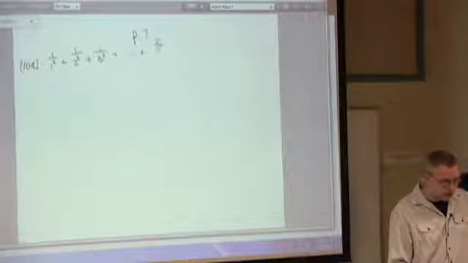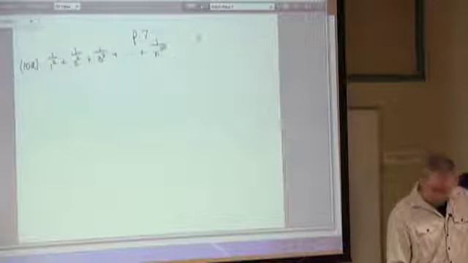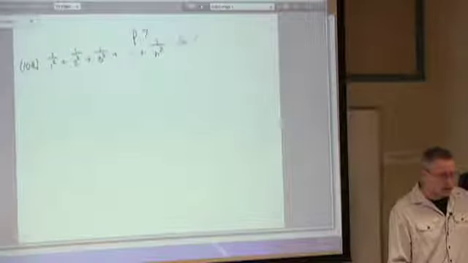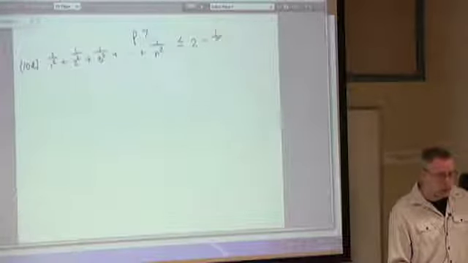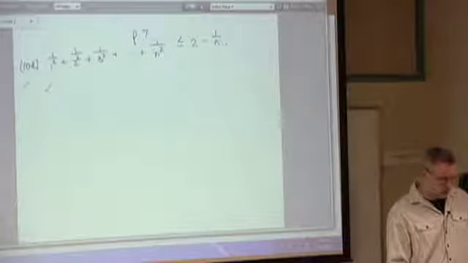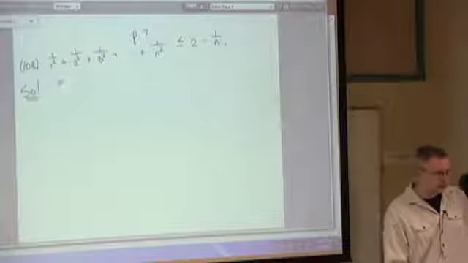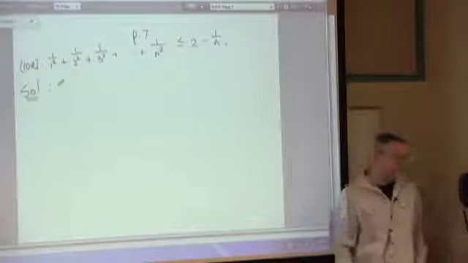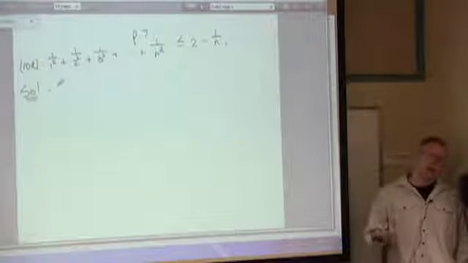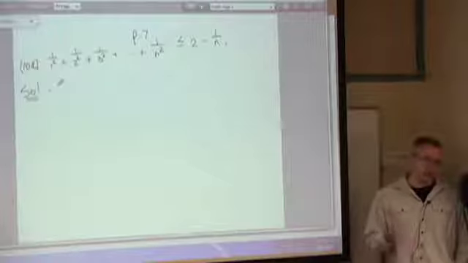Okay, so the sum is less than or equal to 2 minus 1 over n. All right. Okay, now this is actually a good one because what I'm going to do when I write the solution out here is, this is not going to be totally polished, but I'm going to do this in the way that I think the train of thought should progress as you go through this problem.